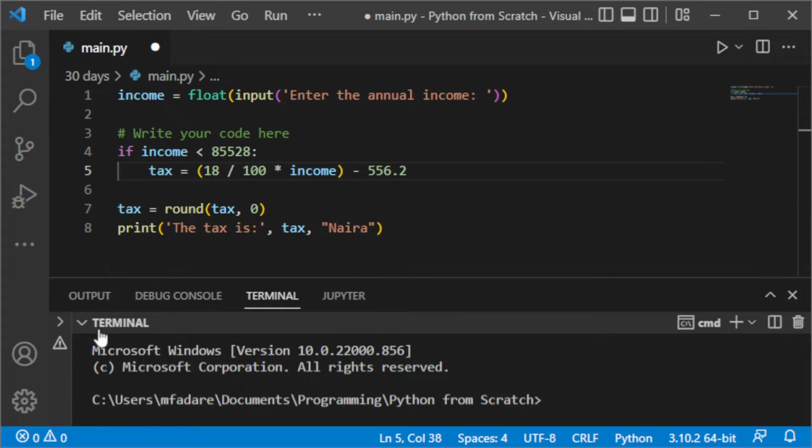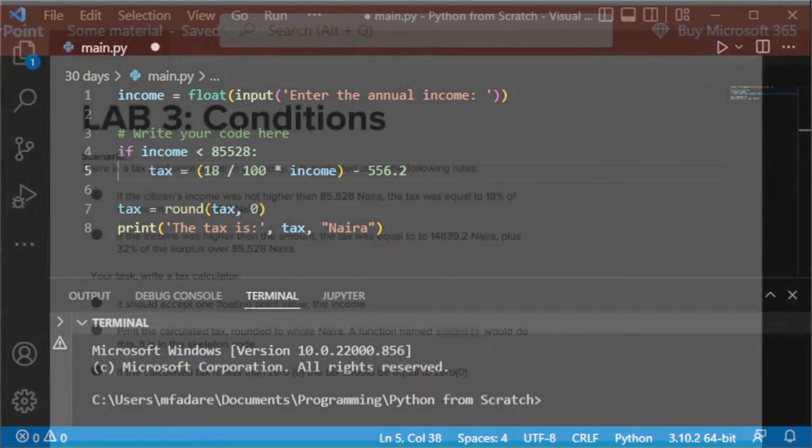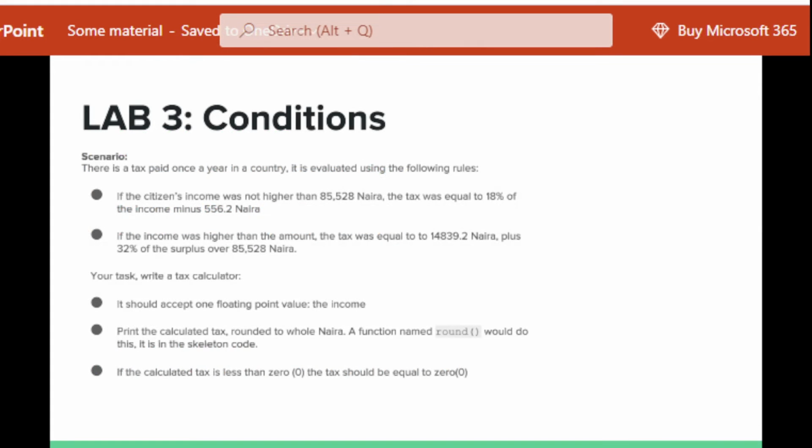So we have done the first part, which is this. Then the second part is that if the income was higher than 85,528, then we should add 14,839.2. We should add it together with 32% of the surplus. Surplus will be the income minus 85,000.